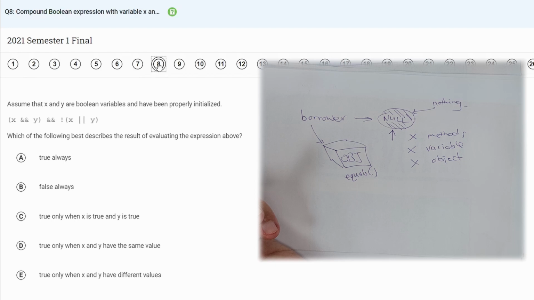Okay, number 8. In number 8, we have a Boolean expression: x and y, and not (x or y). So here we need to work out what we're dealing with, okay? What's the result of evaluating the expression? Can we possibly simplify this to be more clear?